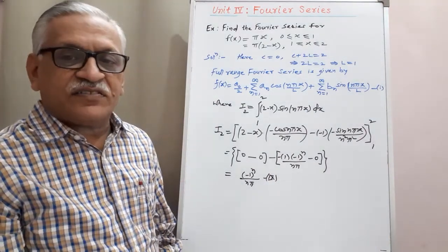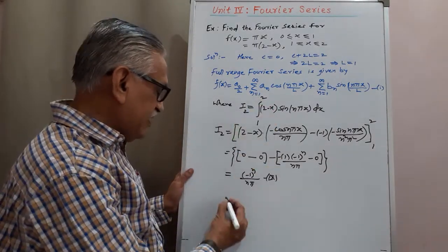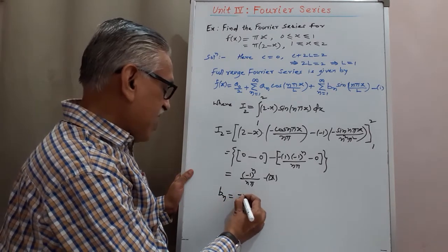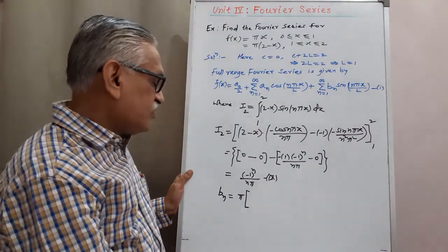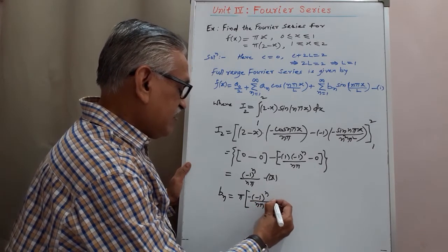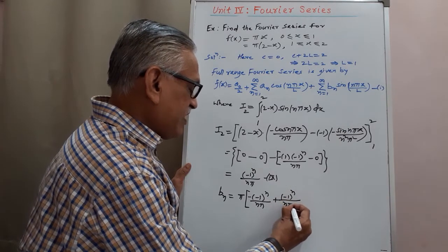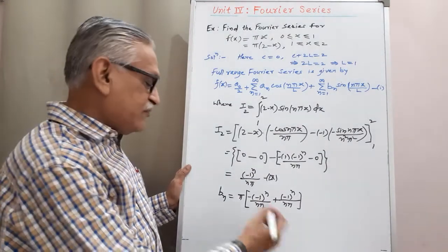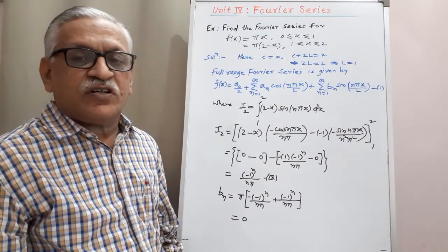Then adding these two values of I1 and I2 and substituting in Bn, we get Bn as pi multiplied by I1 plus I2, minus 1 raised to n by n pi plus minus 1 raised to n divided by n pi. Same term with opposite sign, and therefore its addition is 0. We get the value of Bn as 0.